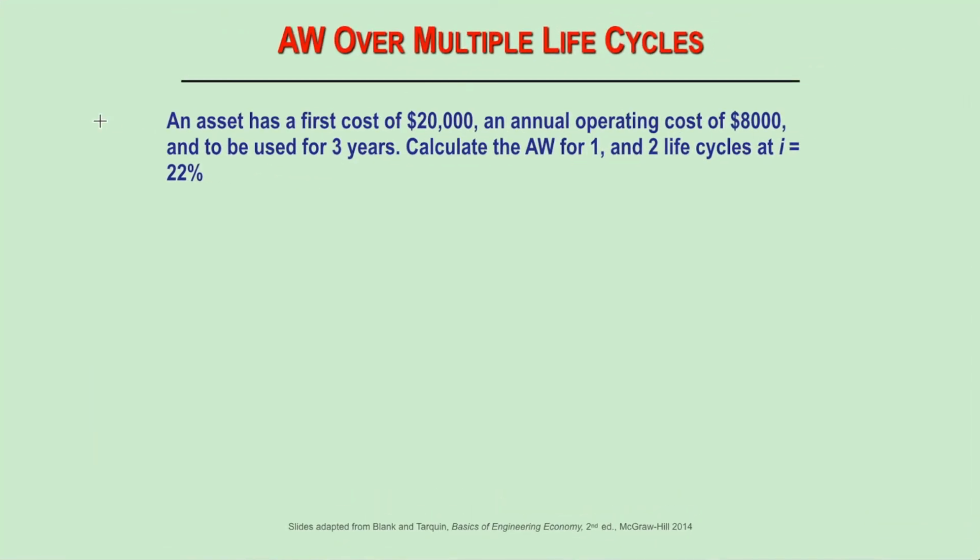This example demonstrates how annual worth analysis can be applied for one life cycle only, instead of over multiple life cycles. In this example, we have an asset with a first cost of $20,000 and an annual operating cost of $8,000 and a lifetime of 3 years. We are asked to find the annual worth for one life cycle and 2 life cycles at the stated MARR.